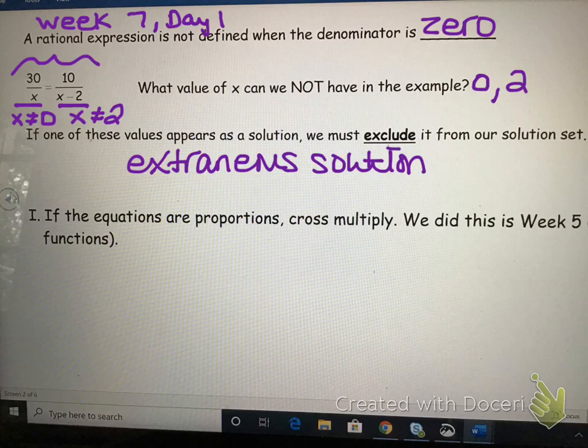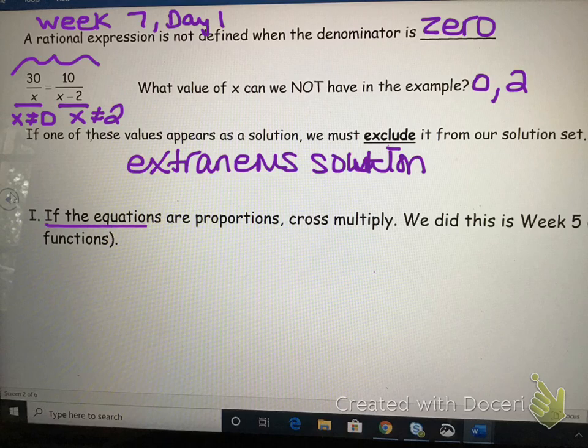I can't spell today. That's a T. Okay. And so you simply need to keep that in mind. As you're solving, keep in mind that you need to check your answers to make sure they were not one of the numbers that would have been an excluded value making a denominator 0.